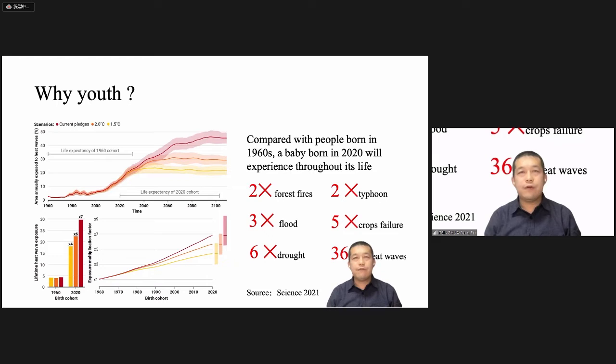They will generally suffer 2 times the forest fires, 2 times the typhoons, 3 times the floods, 5 times the crop failures, 6 times the droughts, and 36 times the heat waves. And that is the scientific reason why young people feel angry and why they emerge as actors in this governance structure, using the strike as an action to put pressure on the government.